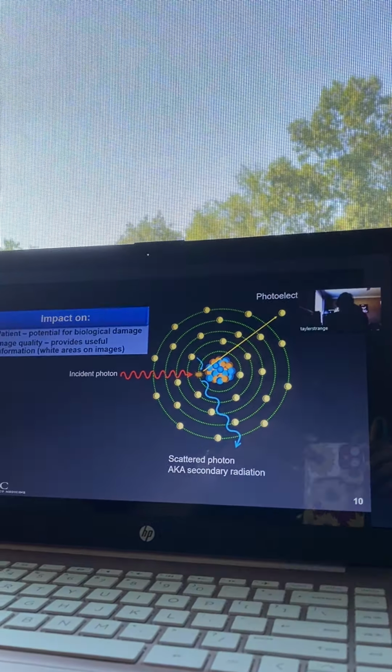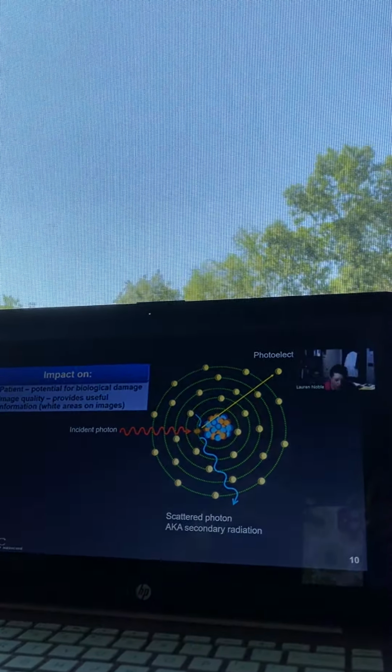Compton is the greatest cause of occupational exposure, because of the high energy. Which interaction does not ionize an atom? Coherent.